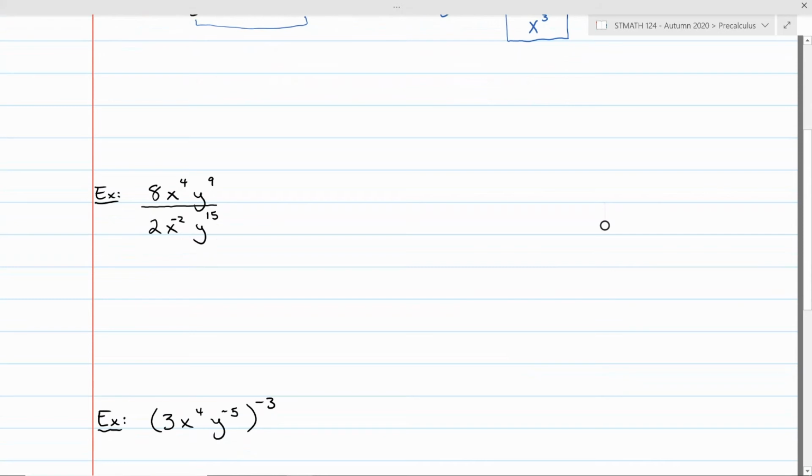Okay, let's try this next example. So again, we're going to simplify it the same way we simplified the first one. So this would be a good time to press pause and try this one for yourself, and then after you've done it, start the video again and let's see if we get the same thing.